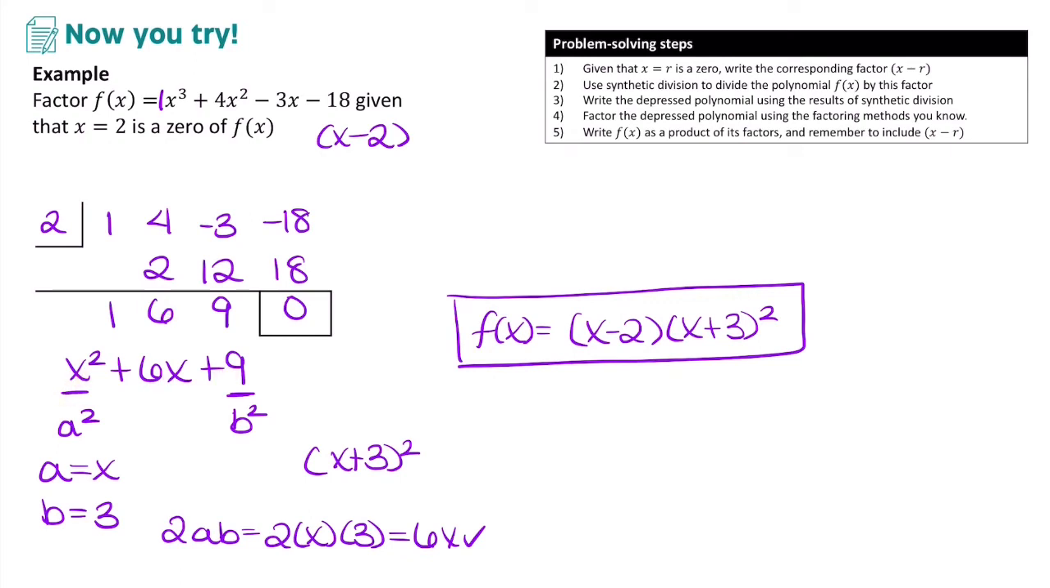Notice that this is a perfect square trinomial, right? Because the first term is a perfect square and the last term is a perfect square. So in this case, a is going to equal x and b is going to equal 3. And if I check 2ab, that does give me 6x, which is my middle term. So I can rewrite this as x plus 3 squared. So I'm going to take that x plus 3 squared and put it with that first binomial I factored out. So I have x minus 2 times x plus 3 squared.